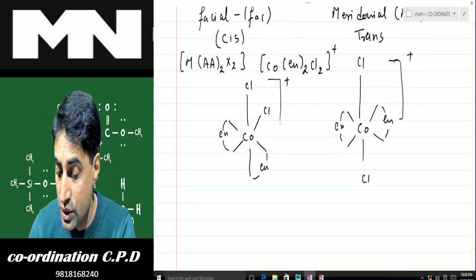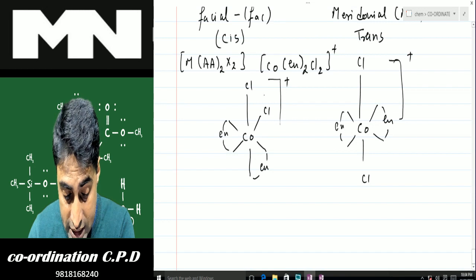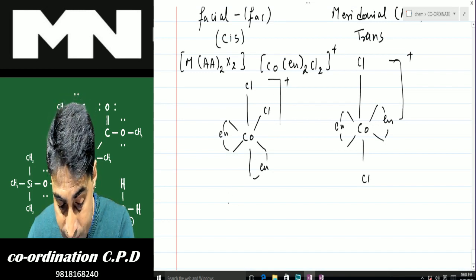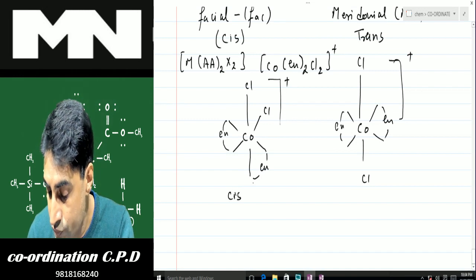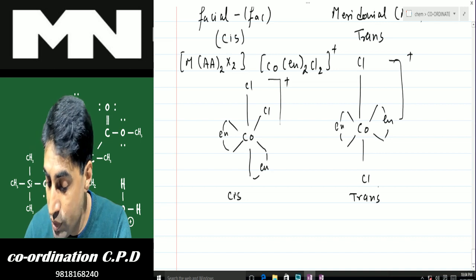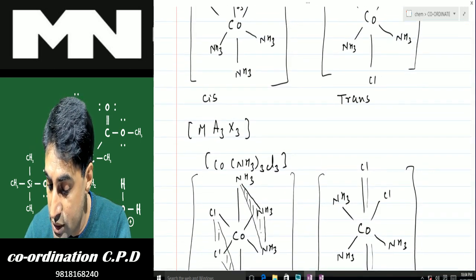My dear students, in the first one you will see that the two Cl, they are very close to each other. They are on the same side. That's why we'll call it cis isomer. And this one is a trans isomer, where the like groups, they are opposite to each other.